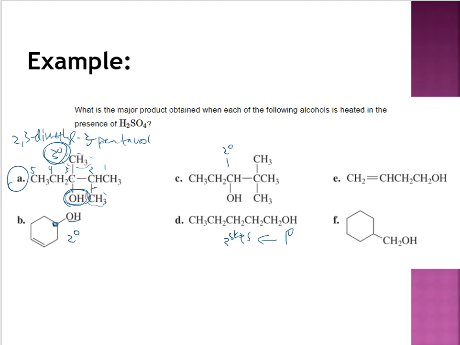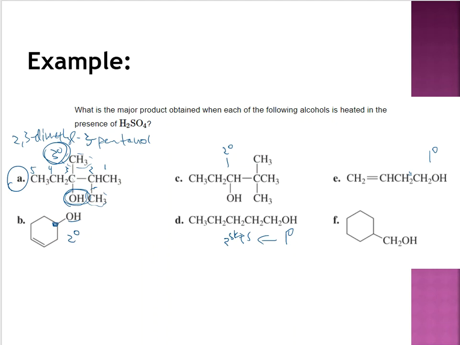For E, this one was also a primary alcohol. The difference, though, is that no two steps happened. Normally, it would have. But the reason that two steps did not happen here is that delocalization stopped it. So when this double bond formed, I ended up with a double, single, double, and this is where I stopped.